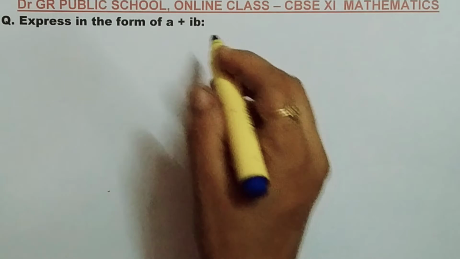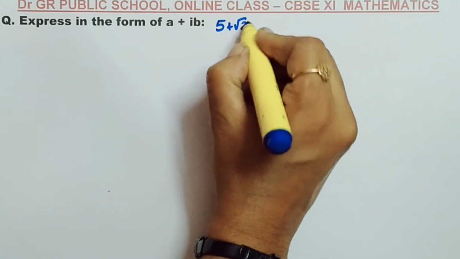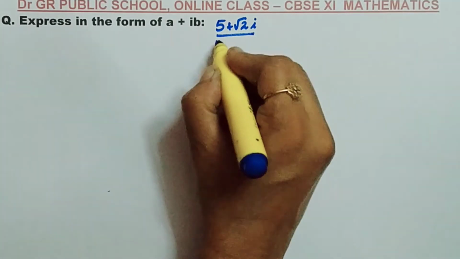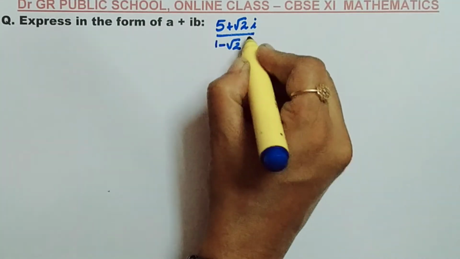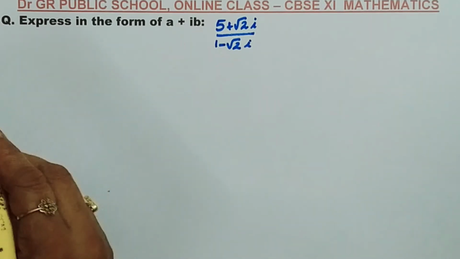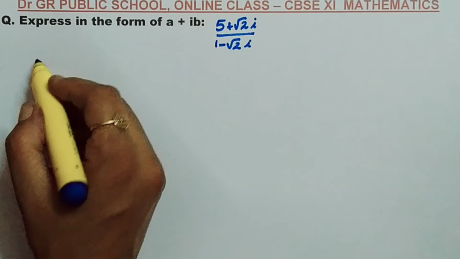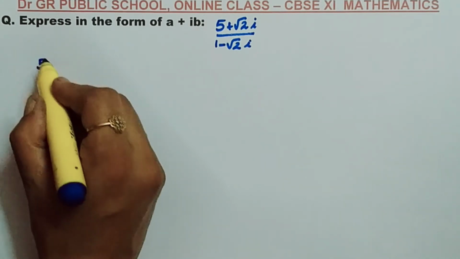Another problem. Express in the form a plus ib the complex number given: 5 plus root 2i divided by 1 minus root 2i. You need to express the given complex number in the form of a plus ib.